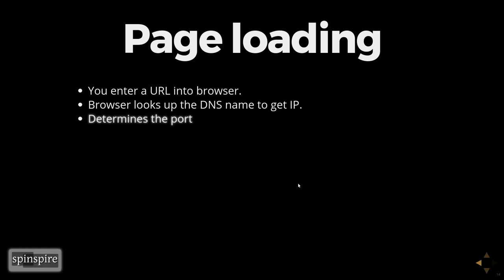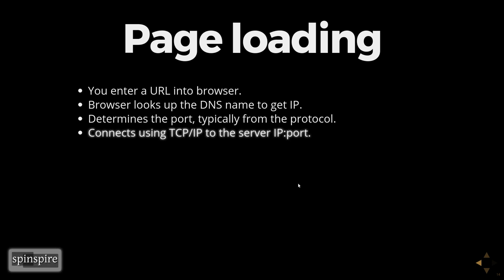Then it determines the port. Well, the port is determined usually from the protocol, unless you specify the port with a colon and port within the URL. Most of the time you don't. So since we are using HTTPS, it would be port 443. If we were using HTTP, it would be port 80. Then the client, which is a browser, connects using TCP/IP to that server's IP, which it figured out by looking up the DNS name, and the port number, which it figures out from the protocol. Makes a TCP/IP connection. The server hopefully accepts the connection if the server is not overloaded.